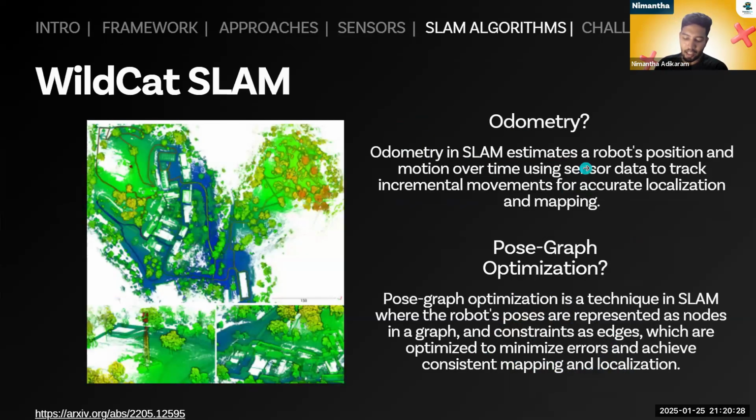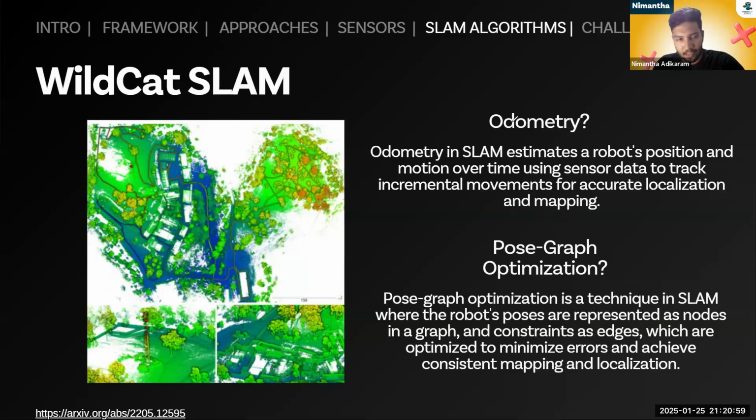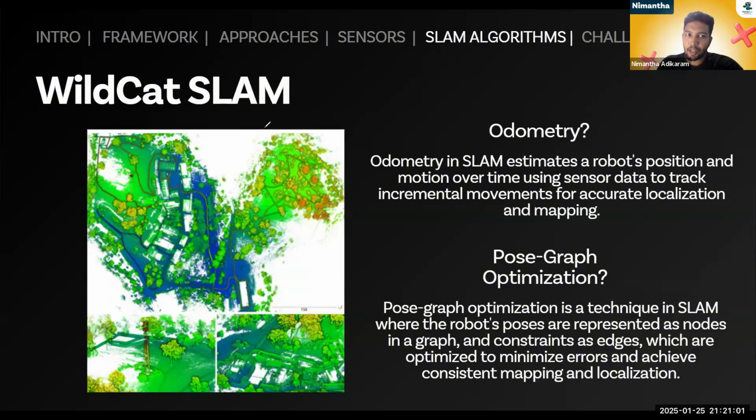Today regarding SLAM, we learned about several SLAMs. I want to give you a brief overview about Wildcat SLAM, which was introduced by CSIRO of Australia. When explaining Wildcat SLAM, first we have to learn about odometry and pose graph optimization.